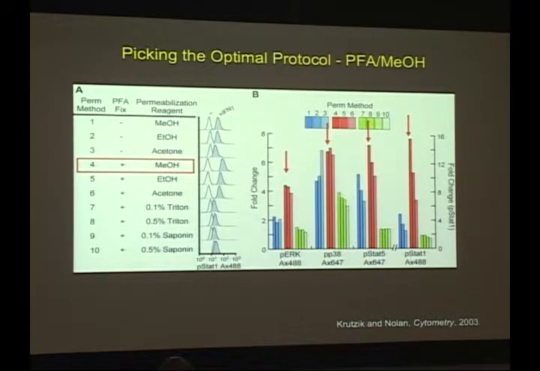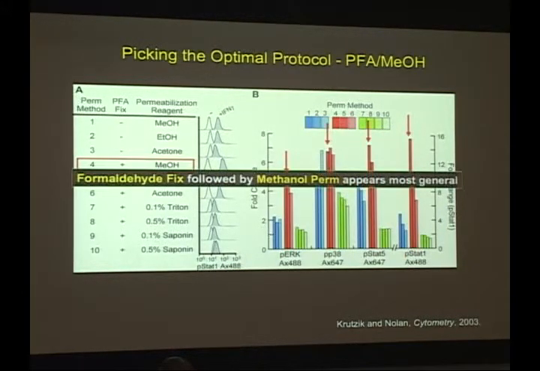The other method might be a little bit better, but again, the fixed methanol is pretty much always going to give you something. Again, it might just not be as good a signal to noise. So formaldehyde fix followed by methanol perm has become our standard method.